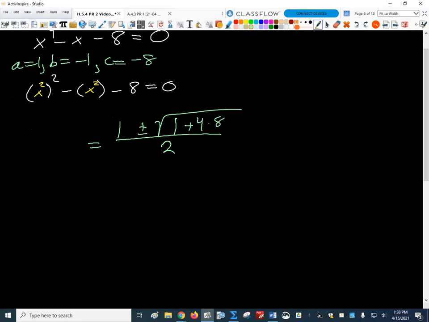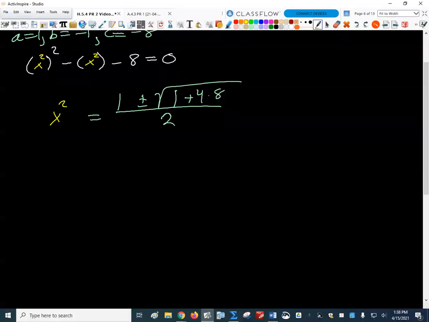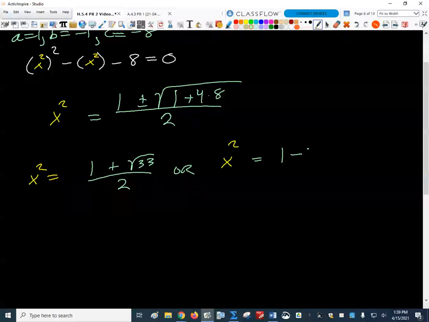What did I solve for using the quadratic formula? X squared. It didn't solve for x, I solved for x squared, didn't I? Okay, so x squared equals one of two things. X squared could equal 1 plus the square root of 33 over 2, or x squared equals 1 minus the square root of 33 over 2, right? Okay, what's the next step?